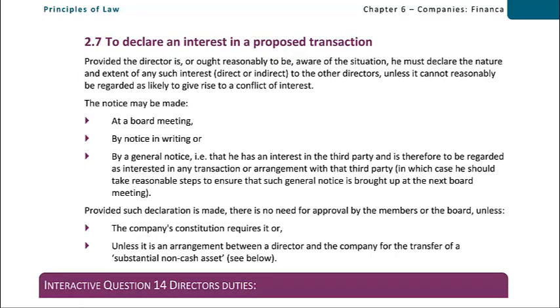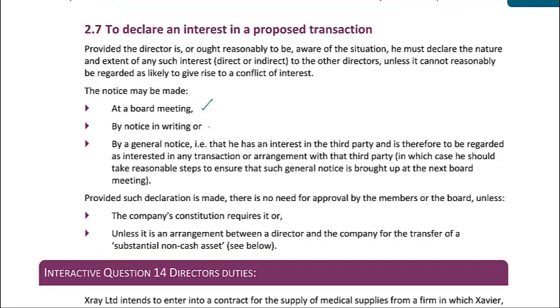Okay, the final duty here is a duty to declare an interest in a proposed transaction. So in this case, the director, as soon as he's aware that he does have an interest in a transaction, or as soon as he should be aware if it's not immediately obvious, then he needs to declare this interest. And again, it's a little bit like the duty with promoters. He has to let the company know, either at a board meeting or as a notice in writing, so basically a letter to the board, or by a general notice that's issued to the shareholders.